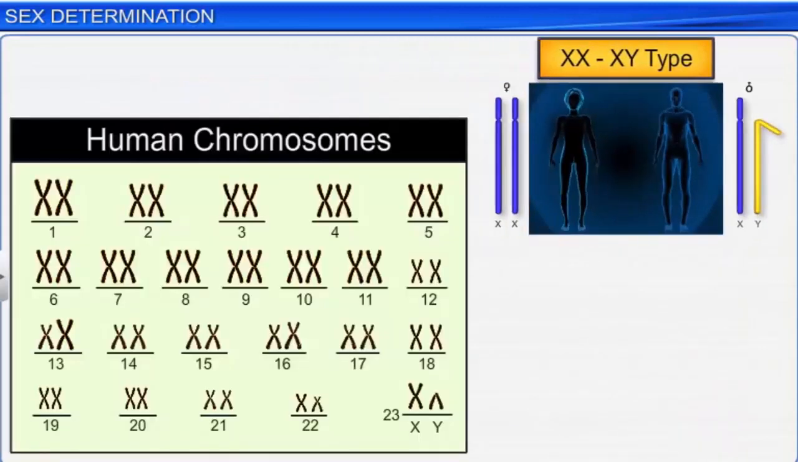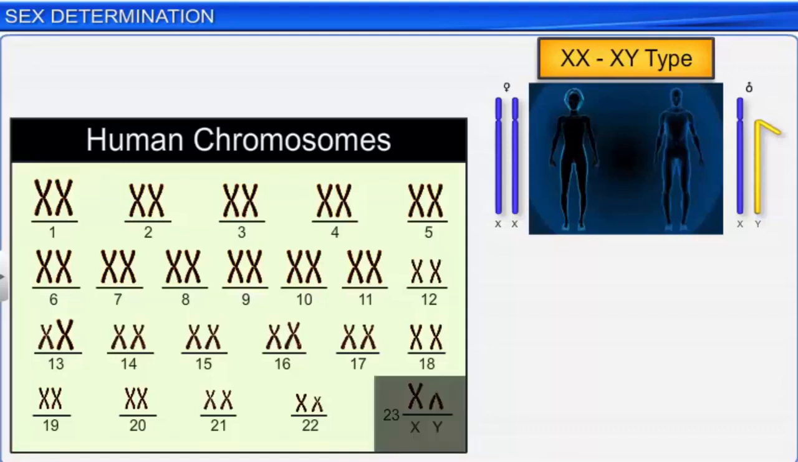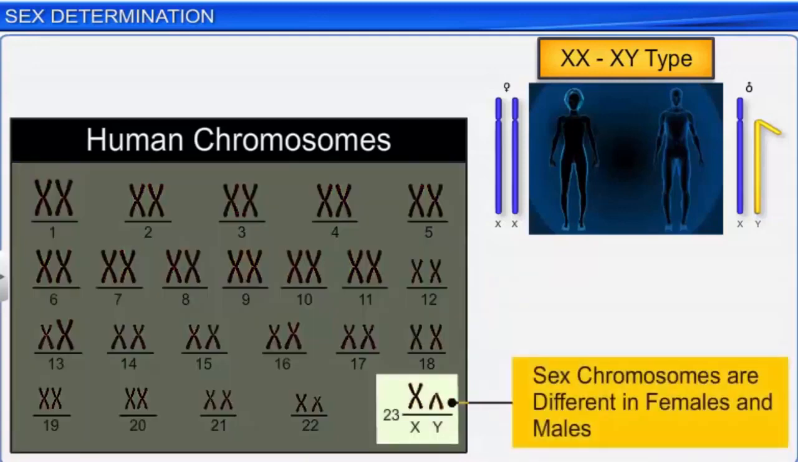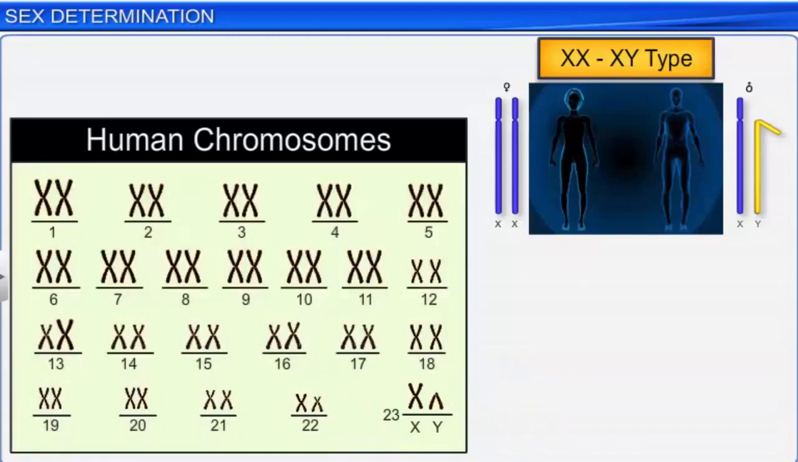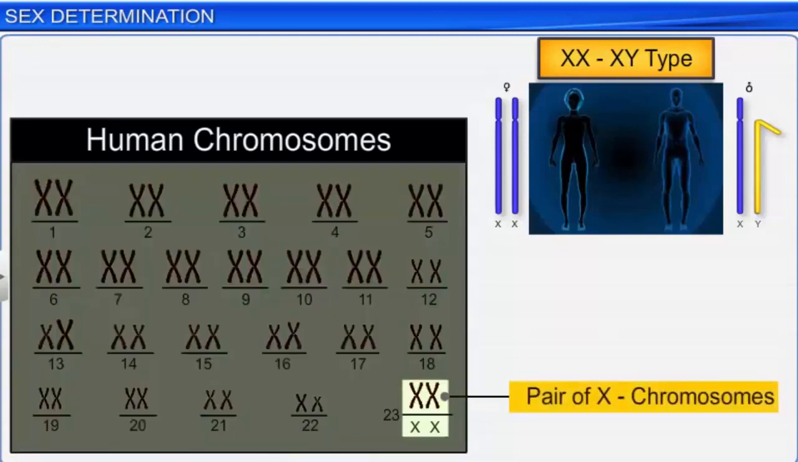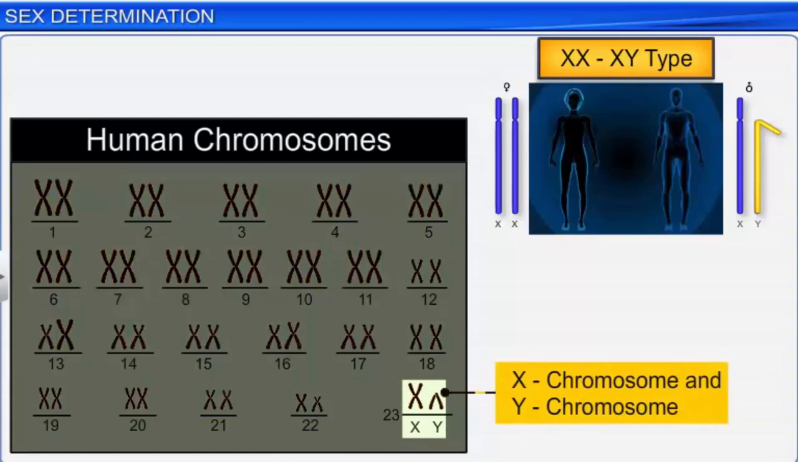Human beings have 23 pairs of chromosomes. Of these, the 22 autosomes are identical in both females and males, while the sex chromosomes are different. The sex chromosomes in females are a pair of X chromosomes, while those in males are an X chromosome and a Y chromosome.